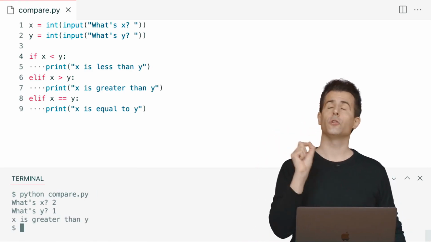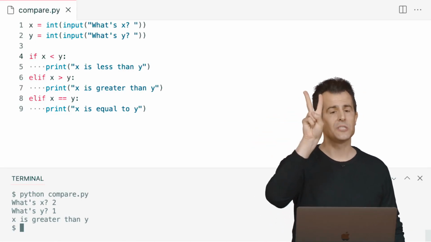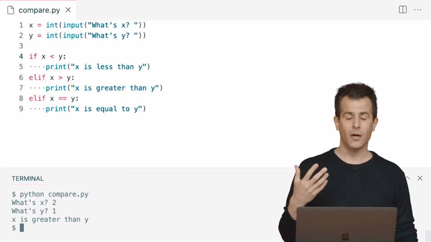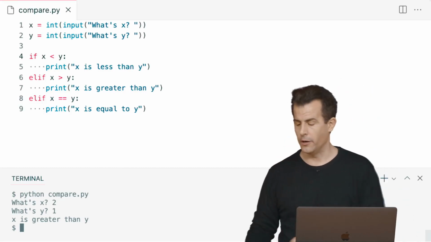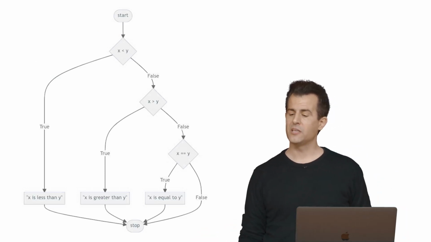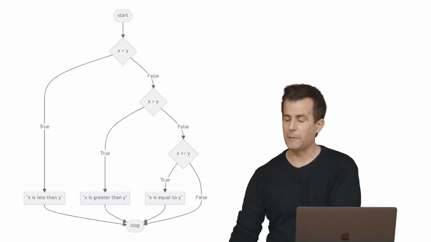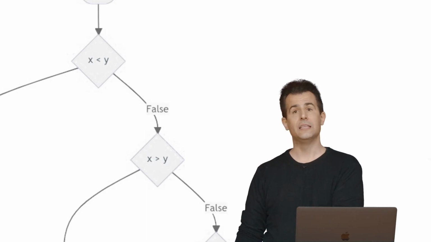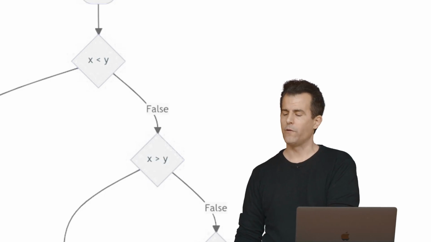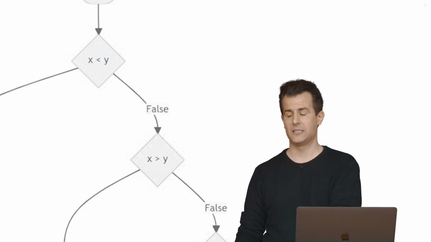That is to say, the answer to the first question is now false, but the answer to the second question is now true. Because, of course, 2 is greater than 1. Well, let's go back to the diagram. Same as before. We start at the very top where it says start. The very first question up here now, x less than y, is an answer of false because no, 2 is not less than 1. So we follow this arrow to the next question, this diamond.